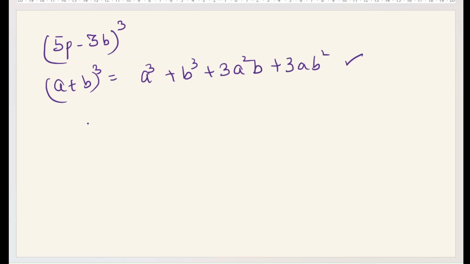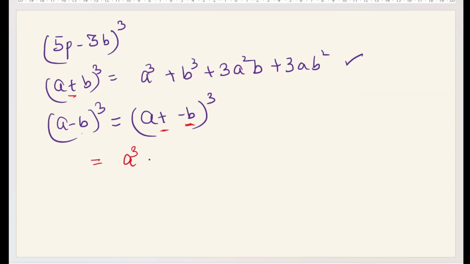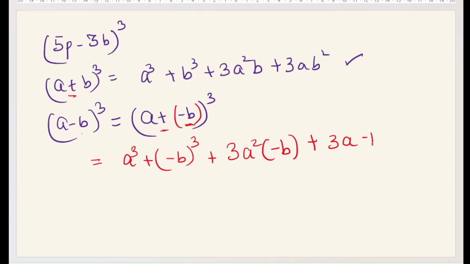So remember this identity, but no need of remembering this. Why? Because let us write it in this form, a plus minus b whole cube. Whenever you remember an identity which has a plus sign, then whenever you have a minus b whole cube or a minus b whole square, change this into plus minus. Why? Because plus into minus is again minus. So that is equal to a cube plus b cube. What does b cube mean? b cube means minus b whole cube, plus 3a square b plus 3ab square.